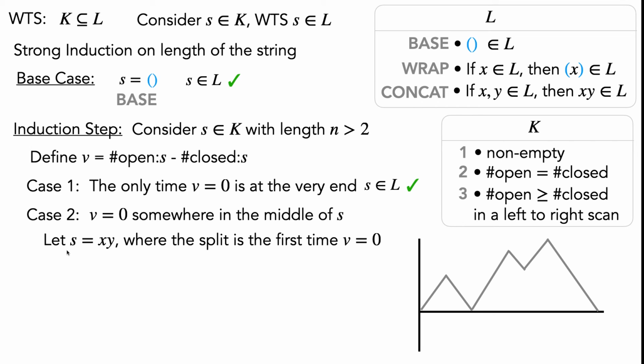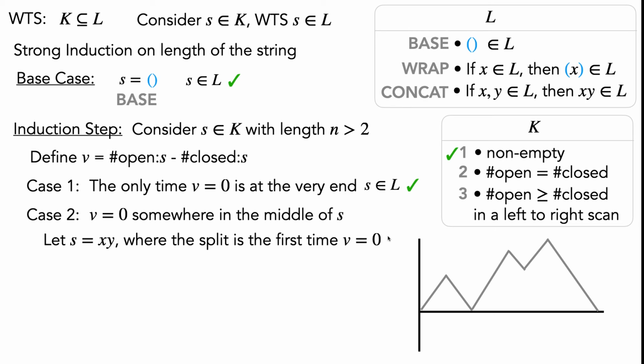So once again, you might be tempted to pattern match and say that this satisfies the concat rule, but not yet because we still need to show that x and y are in L. And since we're doing induction, what we really need to show is that x and y are in K so we can cite the induction hypothesis. So the first question is, are x and y non-empty? Yes, they are. And this is because we know that S has length greater than 2, and we know that V equals 0 somewhere in the middle of S. Since it wasn't at the endpoints, we know that both x and y must be non-empty.